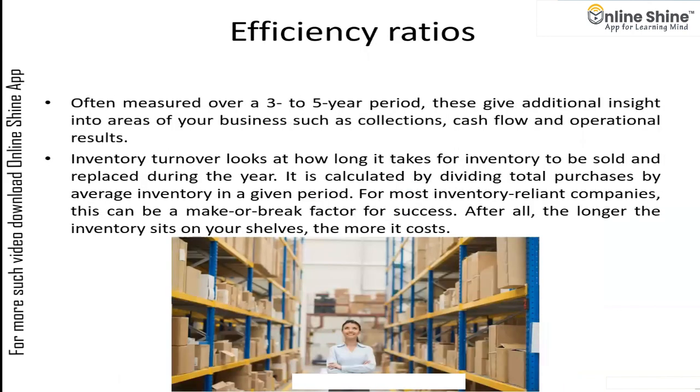Next, let's understand what efficiency ratios are. Often measured over a 3 to 5 year period, these give additional insight into areas of your business, such as collections, cash flow, and operational results. So, of course, efficiency does not clearly indicate in the short term, but is more usable in the long term. What it shows is how much is the total collection, the amount of cash that comes in and goes out, and what are the results of the processes that have happened in the last 2 to 3 years.